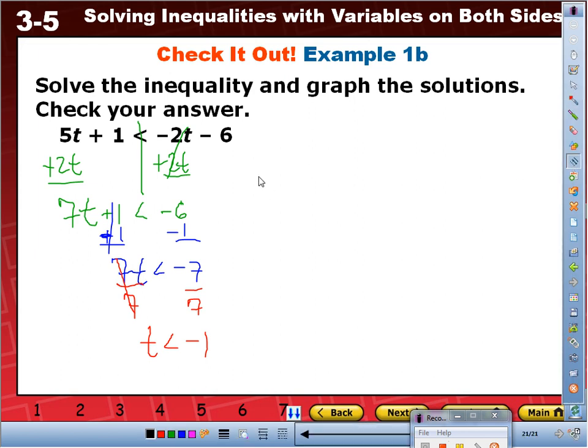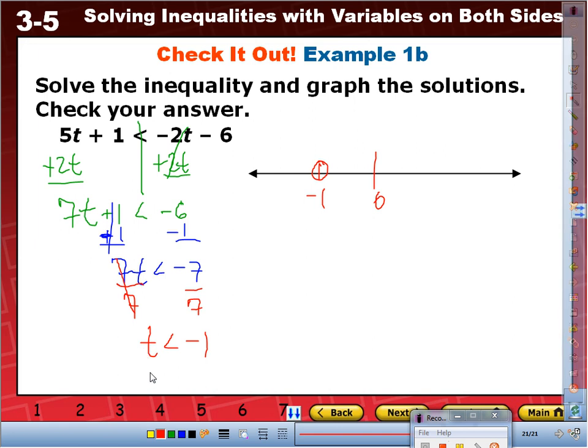All right, so let's graph this. We got 0, negative 1. Does it include the point? No, it's an open point. What numbers are less than negative 1? Everything to the left. Solution set: all t such that t is less than negative 1. Hands up if you got that by yourself.